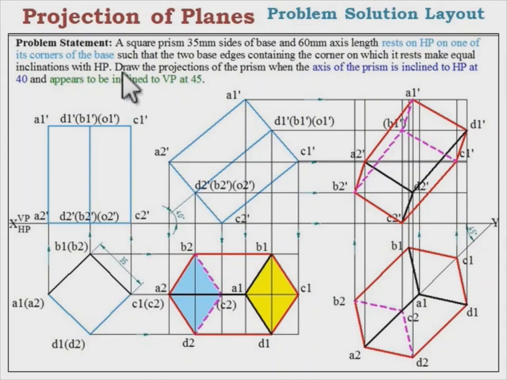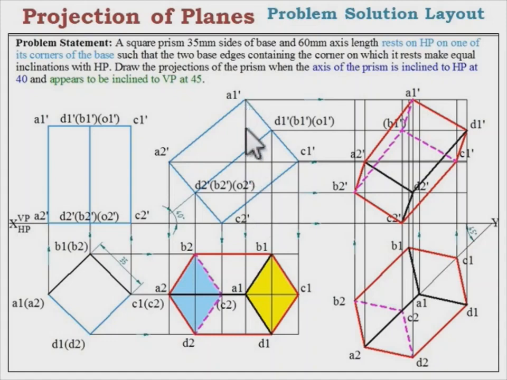Next, for second position, draw the projections of the prism when the axis of the prism is inclined to HP at 40 degree. Since the solid was placed on HP, the first inclination will be with HP. So we will incline the front view obtained here at 40 degree with HP.